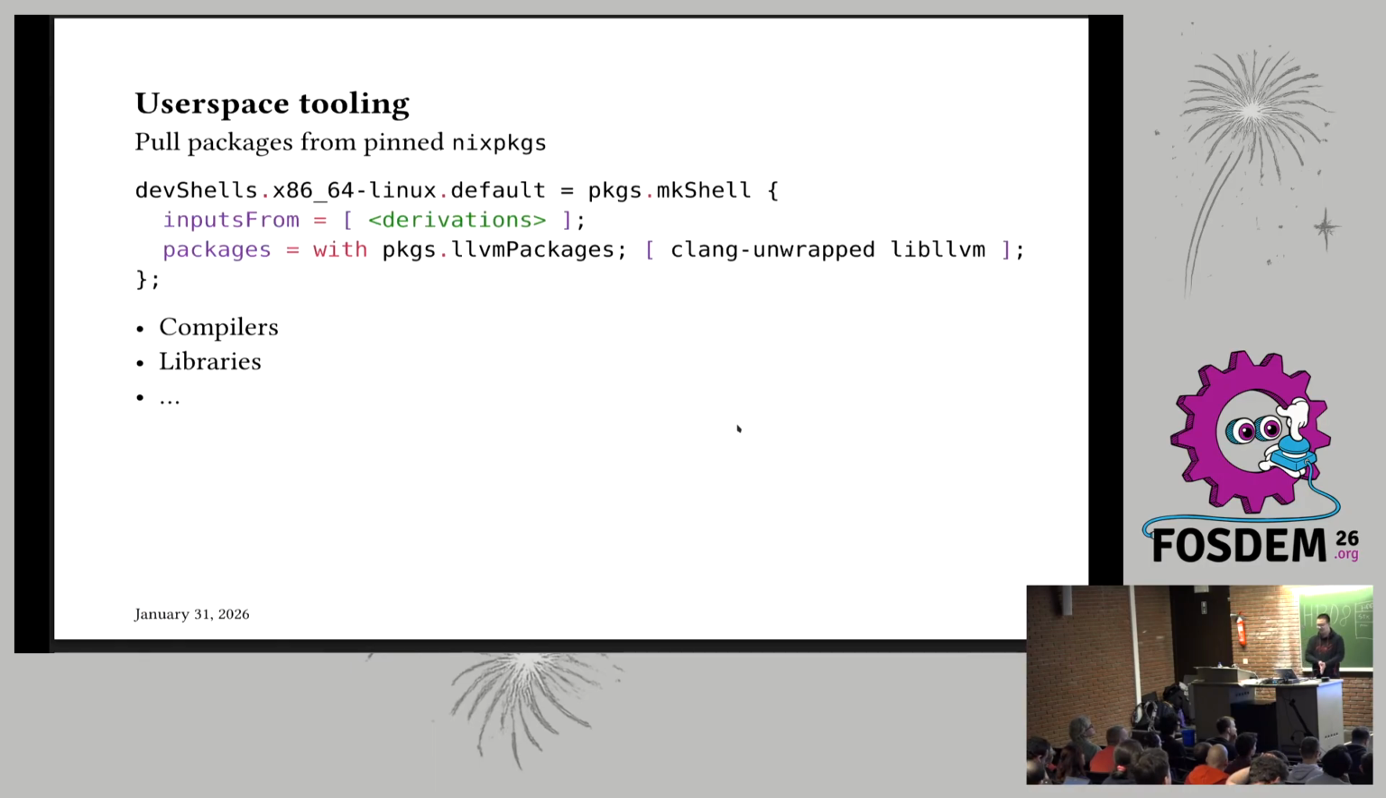And to get user space tooling, you can write your own package definition in here, and then inputs from will grab native build inputs, library stuff directly into your shell. So you don't need to worry about the versions and stuff. So that's really good. And then the compilers and the tools like LLVM strip will be included in there with this.